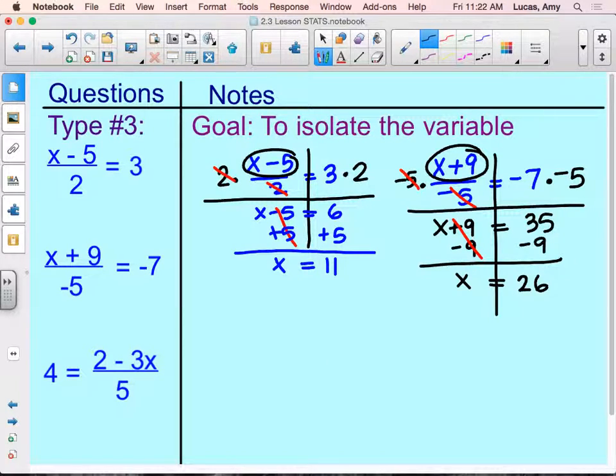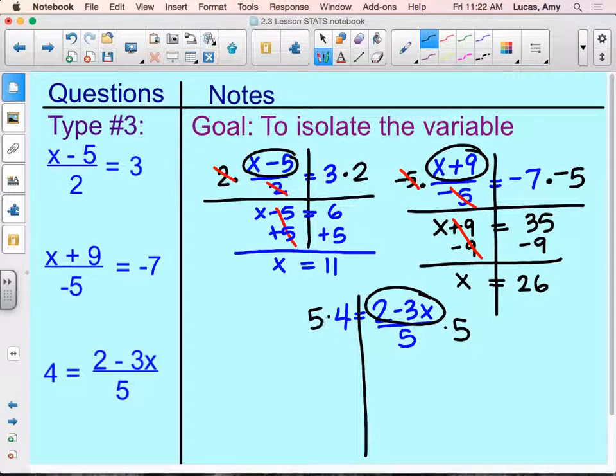The last one of these. It's a little bit more complicated again. The variable part on this one, I'm going to stick with the top of the fraction. So I'm going to keep that together, and I'm just going to multiply by 5 at the beginning so that I don't have a fraction anymore. So 2 minus 3x equals 20.